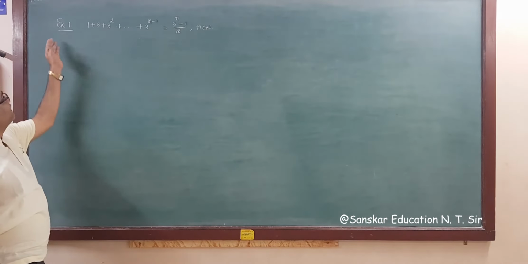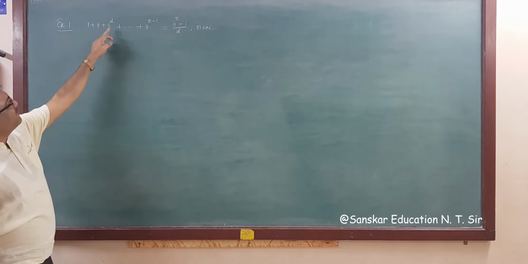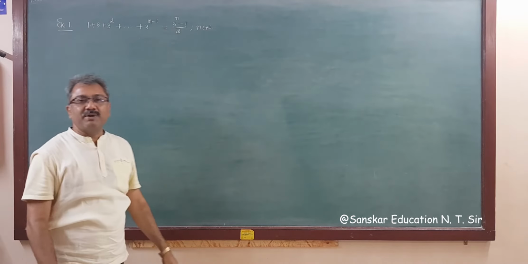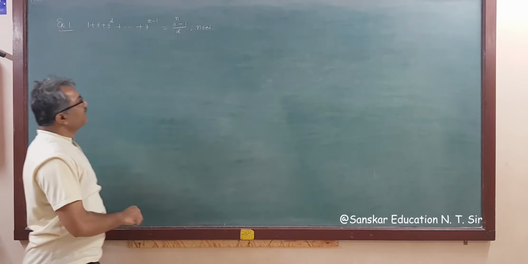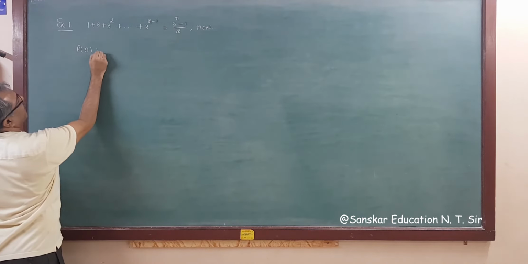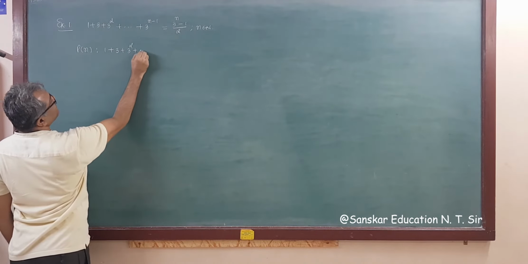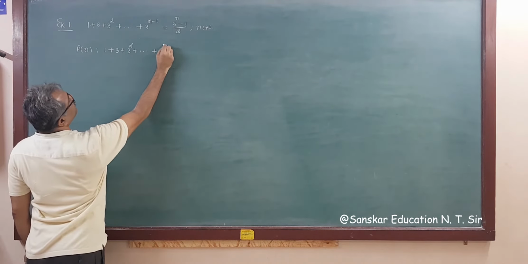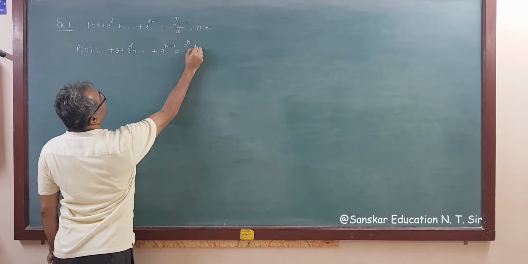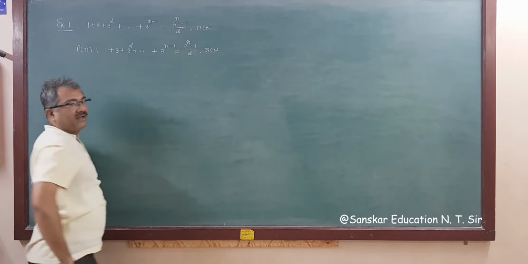So next is example number 1. Given that 1 plus 3 plus 3 square plus dash dash dash 3 raised to n minus 1 is equal to 3 raised to n minus 1 by 2. So as usual we are taking this as Pn. So the given statement Pn is 1 plus 3 plus 3 square plus dash plus 3 raised to n minus 1 is equal to 3 raised to n minus 1 by 2, n belongs to N. Right?